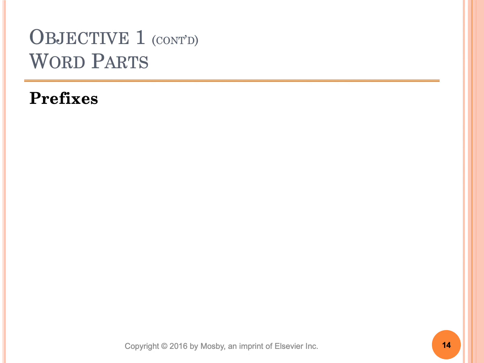Now let's look at some prefixes. First one I want to look at is Brady. And Brady means slow. So if we have an individual that has an abnormally slow heart rate, we would say that they're bradycardic. And the flip side of the coin, if we have a patient whose heart rate is too fast, we would say that they're in tachycardia.